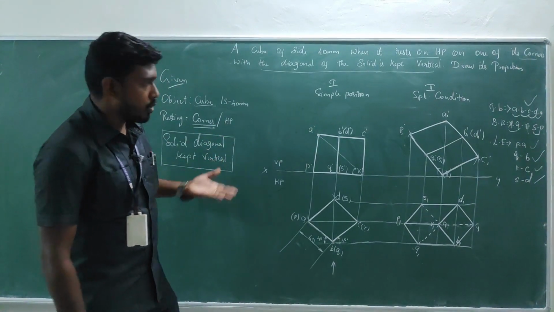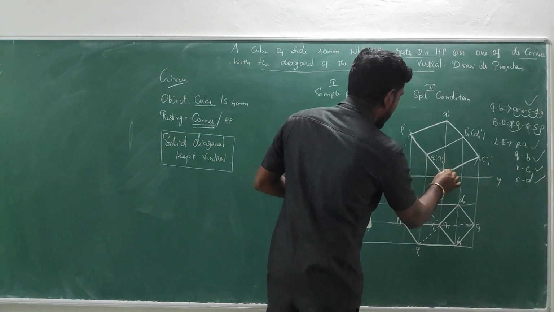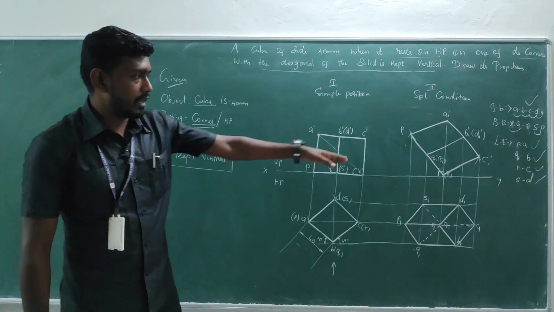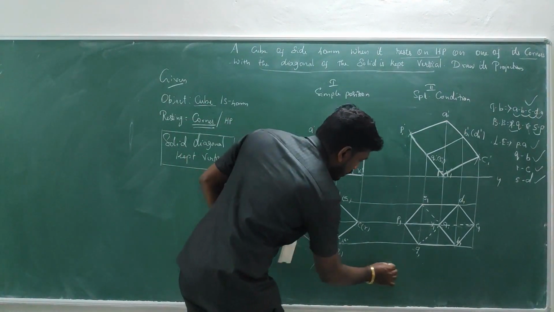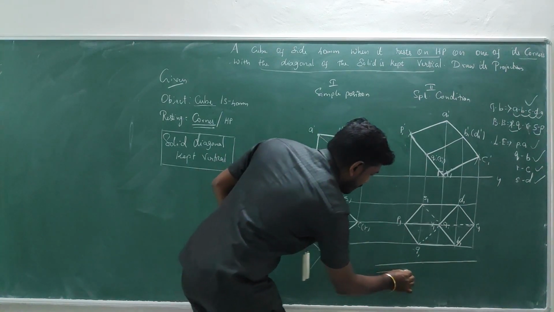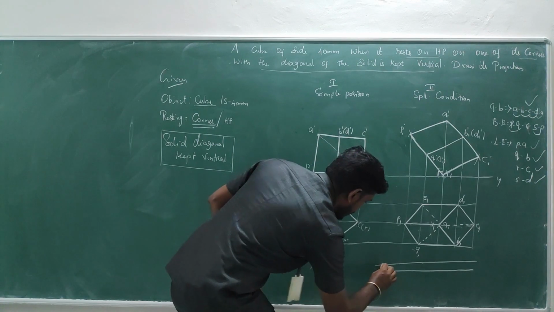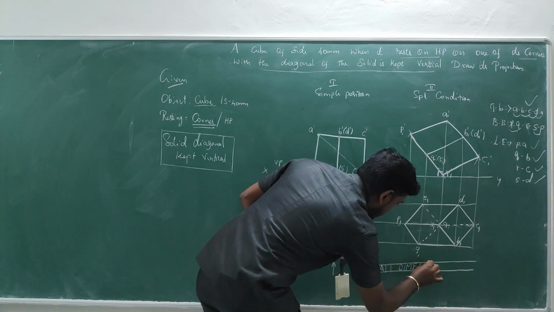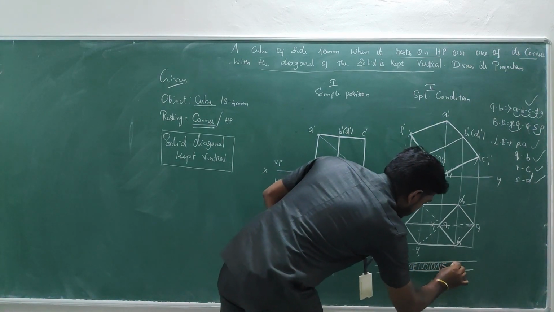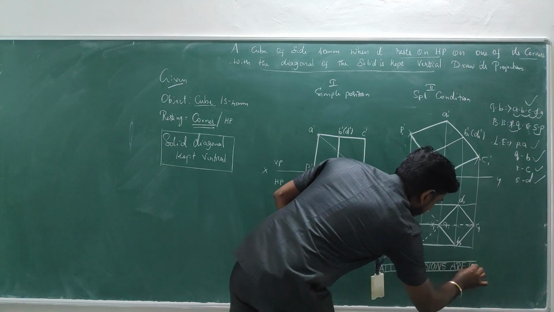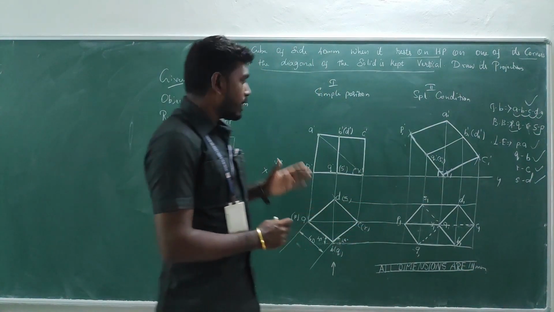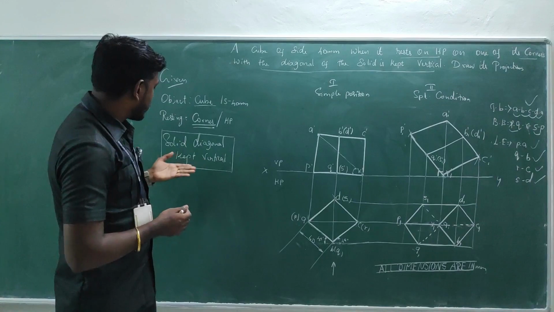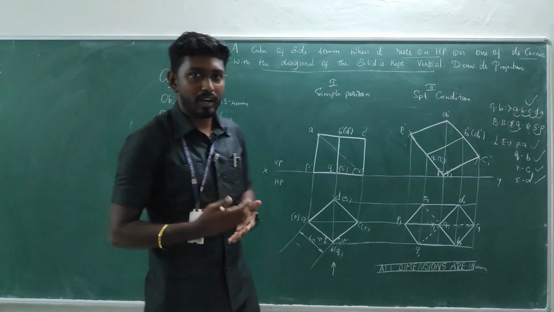And is there any inclination? No, it has been kept at 90 degrees. So for clarity, we can also show it as 90 degrees, marking something like this. Okay, and then note: all dimensions are in mm. I hope you understood how to work when you come across such a condition, like a cube whose solid diagonal is kept vertical. Okay, I hope you understood. Thank you so much.